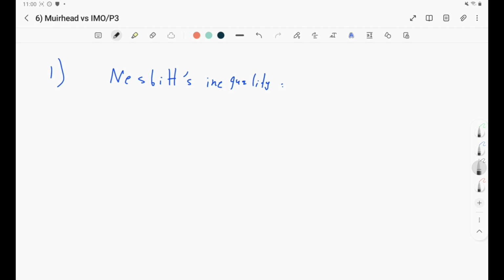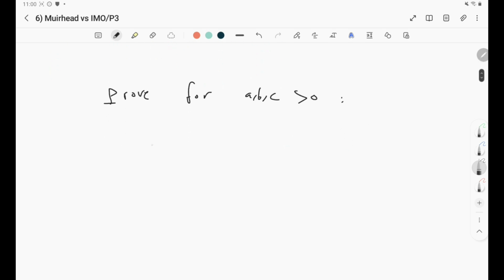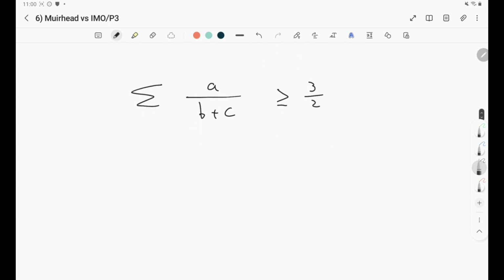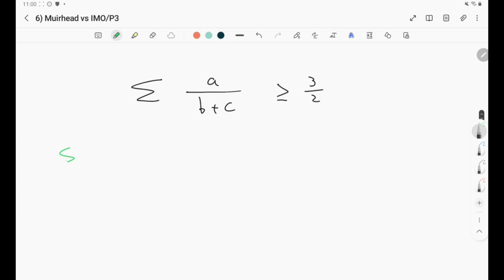So let's do that. First of all, the question is the following. We need to prove for positive a, b, c the following: sigma a over b plus c is greater than or equal to 3 over 2. So this is basically the Muirhead inequality. Okay, so let's begin our solution.